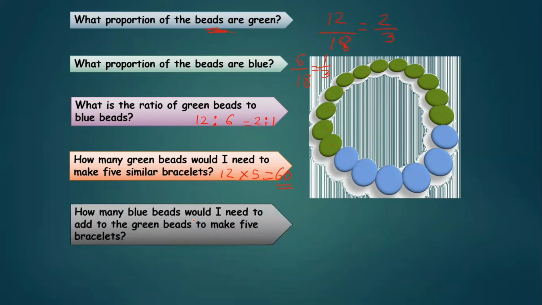Okay. How many blue beads would I need along with the green beads to make 5 bracelets? Now there are 6 blue beads for every necklace, and I need 5 such. So 6 times 5, you get 30 blue beads. Got it? Did you understand the difference between a proportion and ratio, children?